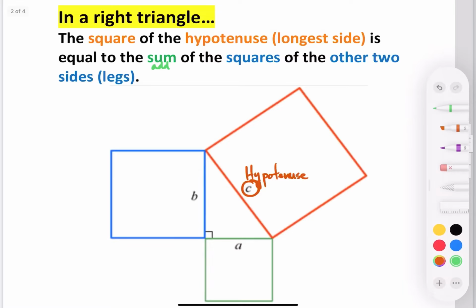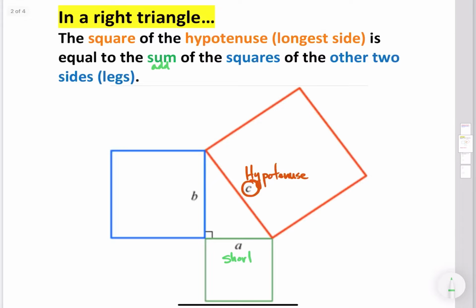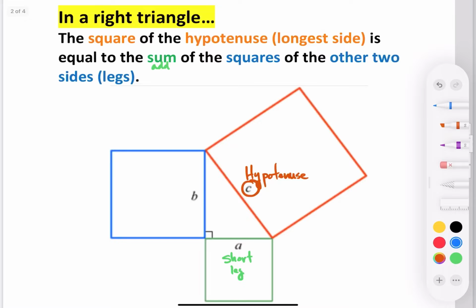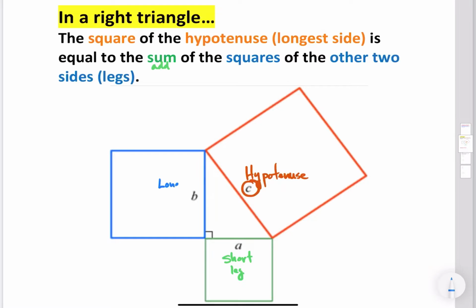So the other squares are being formed from our legs. Now this is going to be called the short leg. So A is our short leg because it's the shorter one, and B is going to be our long leg because it's the longer one. So we have three things here. We have A, we have B, and we have C. And we know that A and B are going to be our two legs, known as the short leg and the long leg, while C is going to be our hypotenuse, which is the longest side.